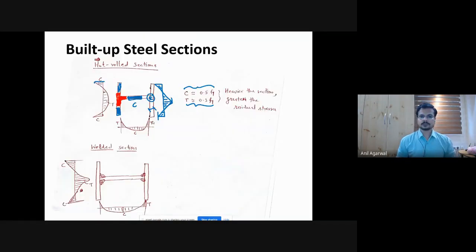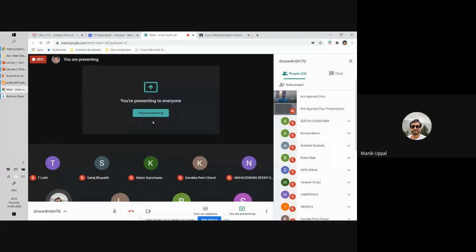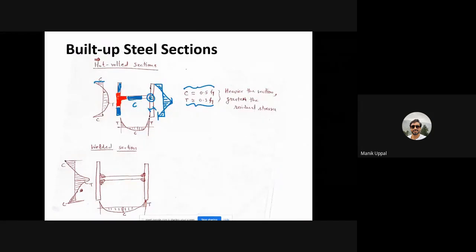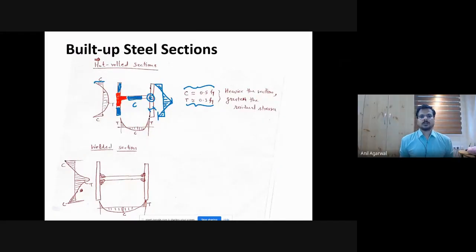Okay. So can you explain once more why there is compression at the edges and tension in between? Yes, that part is important, so you should be able to follow it. See, what happens is that the part that is in tension, I'm marking that as tension.